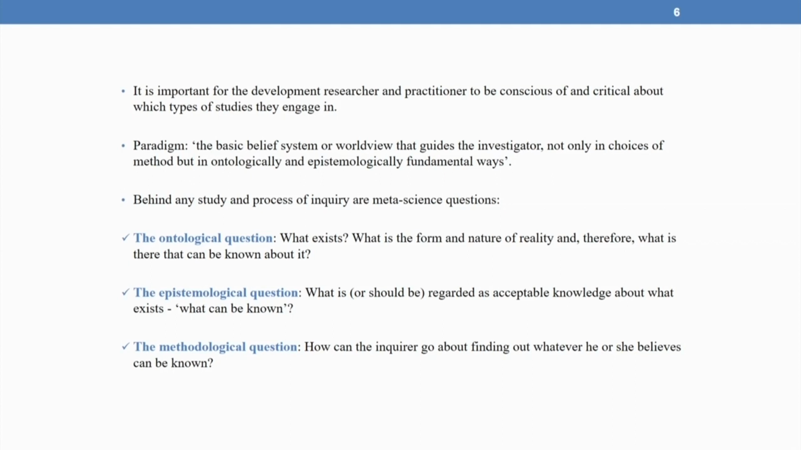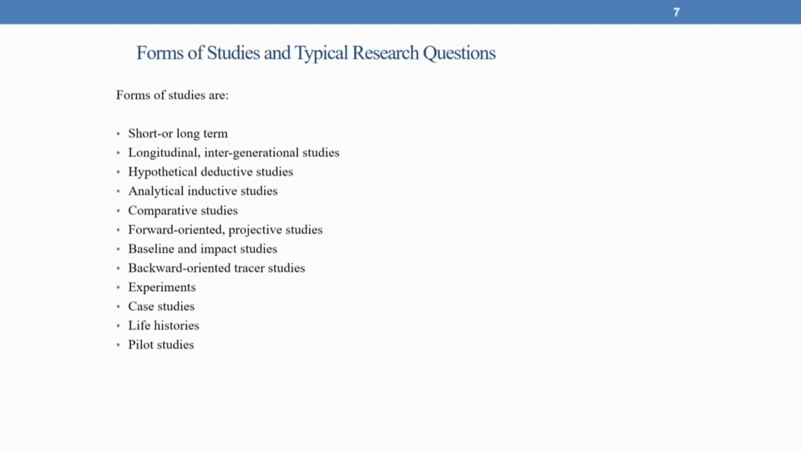The epistemological question is asking what is or should be regarded as acceptable knowledge about what exists or what can be known. And the methodological question allows the inquirer to go about finding whatever he or she believes can be known. So, based upon keeping in mind all of these three questions, the ontological, epistemological and the methodological question, different forms of studies have been adopted by development studies researchers. Some of these studies are outlined as follows on this slide.